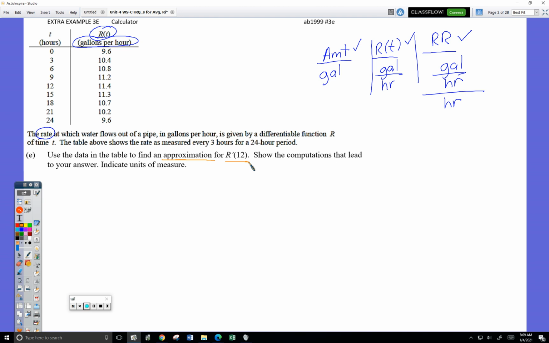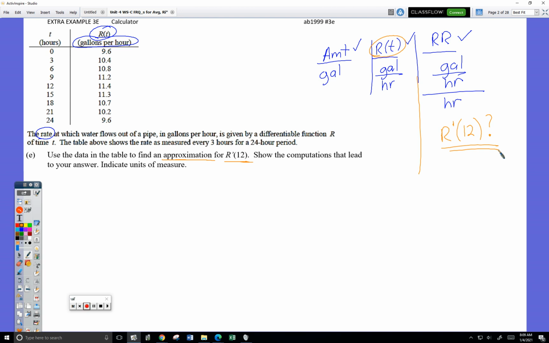Okay, they're giving me R, and they're asking me to figure out an approximation for R prime of 12. That means they want me to come over to this column. They want me to find R prime at time 12. That means they want me to find the rate at which the rate itself is changing at hour 12. The rate at which the rate itself is changing at hour 12. Questions? Cool.